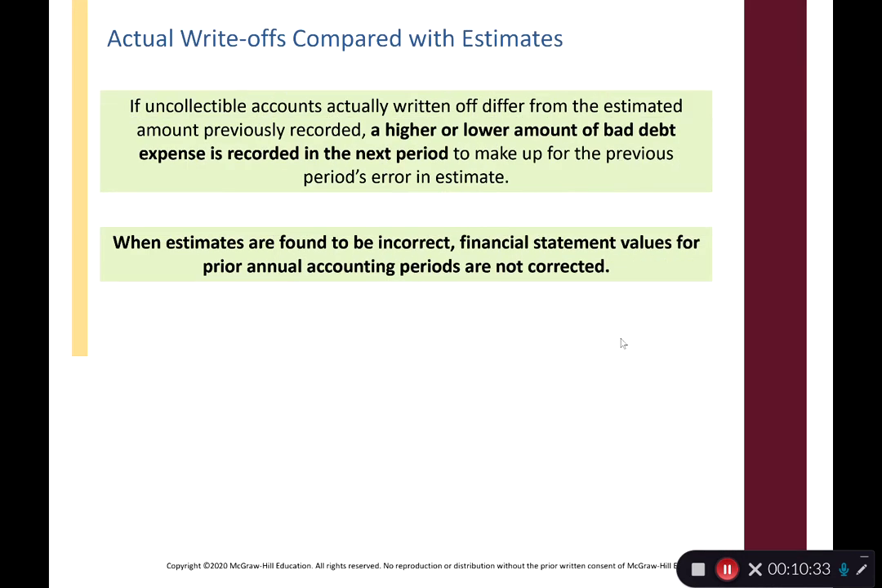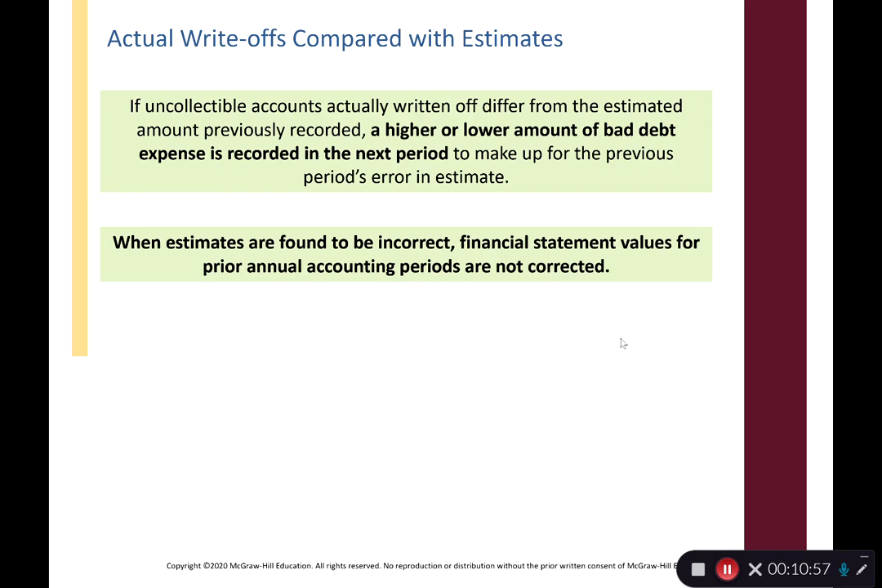It's important to note that these are estimates, so if the amount written off differs than the amount we recorded as bad debts, we're just going to adjust our bad debt calculation in the next period to be higher or lower to make up for the error. We don't go back and change our estimates. Our estimates are what they are. They're estimates. They're not going to be perfect.